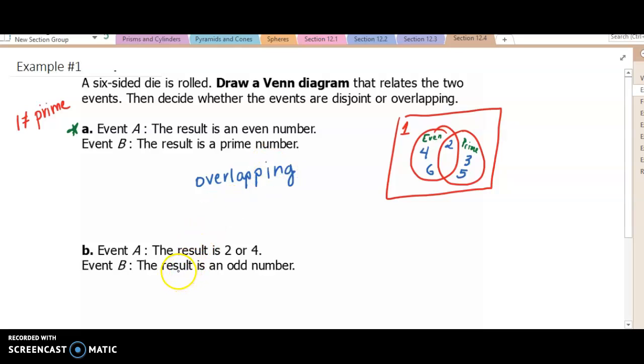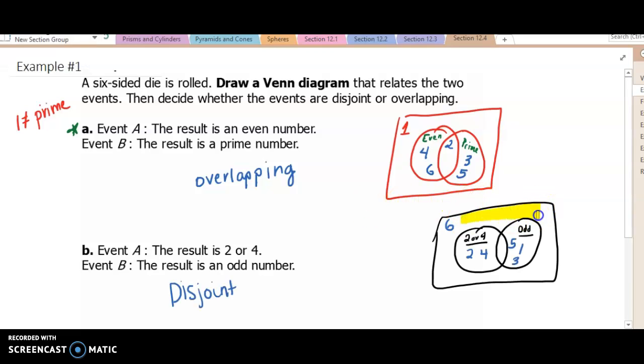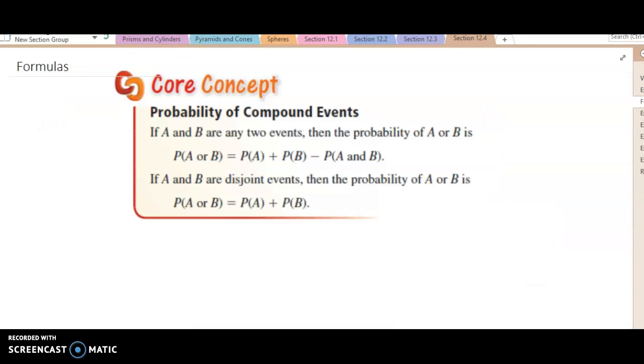Okay, now I want you to go ahead and draw B on your own, and then decide whether they're disjoint or overlapping. All right, so you should have drawn the Venn diagram and it should have looked like this. You have 6 that's outside of both. 2 and 4, of course, are in the even, and then 1, 3, and 5 are in the odd. Now notice there are no outcomes in the intersection of these two, and therefore this is disjoint.